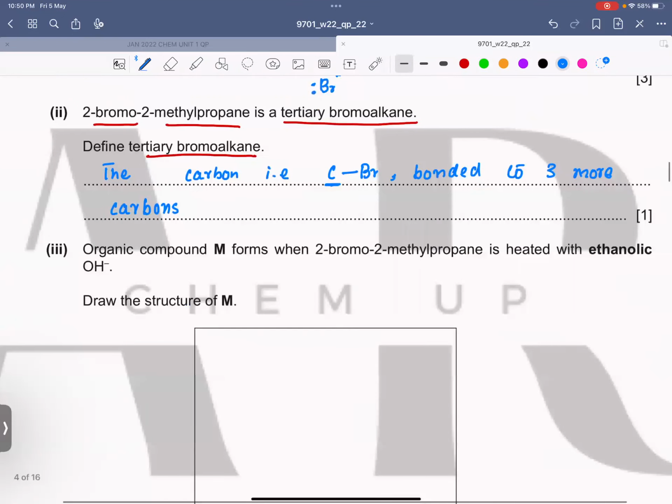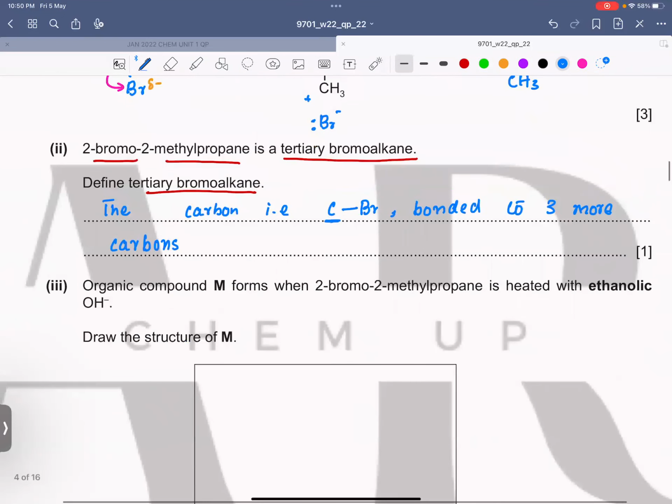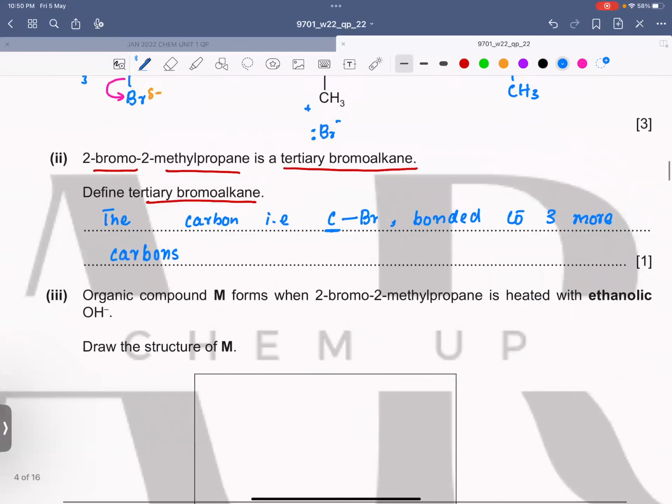Is this clear? Yes sir, मिथाइल ग्रुप भी लिख सकते थे ना? No, we are just defining tertiary bromoalkane in general. If they had asked you why 2-bromo-2-methyl propane is a tertiary bromoalkane, then we can write that the carbon in this compound which is bonded to a Br has 3 methyl groups. Then you can mention methyl, but here they have asked you the general definition of tertiary bromoalkane.